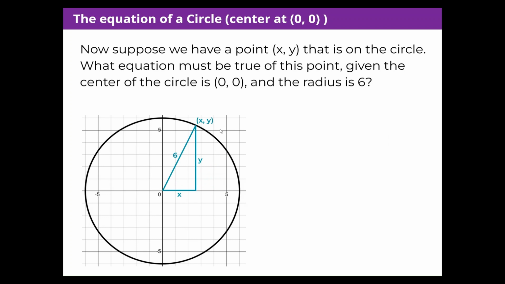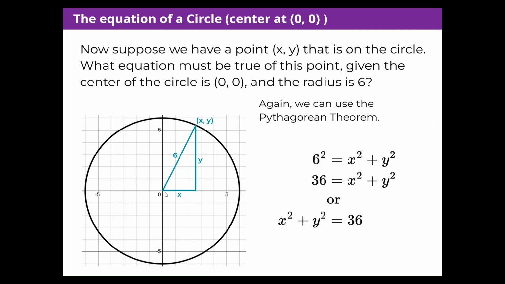Now suppose we have a point that's actually on the circle, x comma y. So its coordinates are x, y, and we know ahead of time that it is on the circle. We do know the circle has radius 6. So we can again use the Pythagorean theorem to write down an equation that this point, or any other point on the circle, must satisfy, and that is the equation of the circle. Basically we're going to do the same thing again. We know the hypotenuse now is 6 because this point is on the circle.